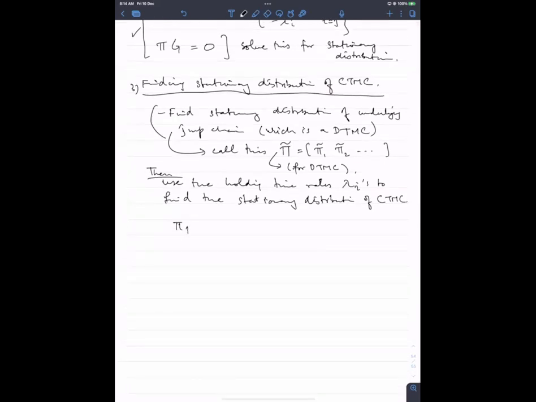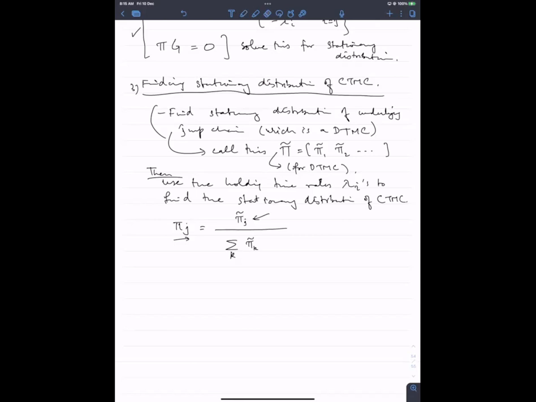Pi j is the probability that you will find the Markov chain in state j, or the proportion of the time the Markov chain spends in state j. Normally this should be equal to pi j tilde divided by the sum over k of pi k tilde, which should be equal to 1. Abhi denominator ke andar 1 hai. So if all the holding times are the same, then pi j is the same as pi j tilde. Ye dono quantities barabar hongi, kyunki denominator mein to wo 1 hai. All the probabilities add together, so the denominator will have the value of 1.